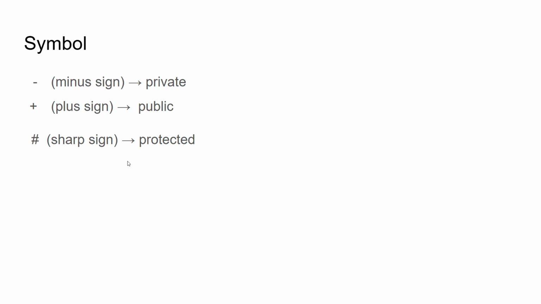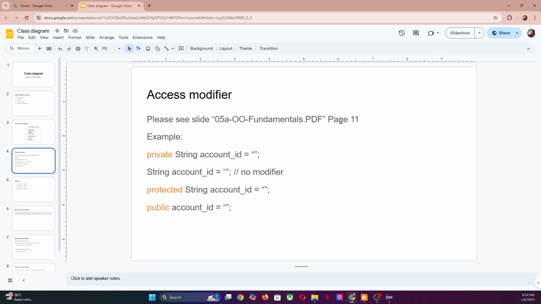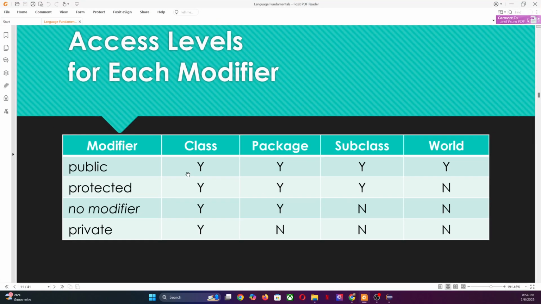So what is the meaning of private, protected, and no modifier? You can see it in the textbook, on the slide on page 11. If you are within the same class, you can always access it. You don't need to care what the modifier is, right? But with no modifier, it allows others in the same package to access it, while private does not allow that.